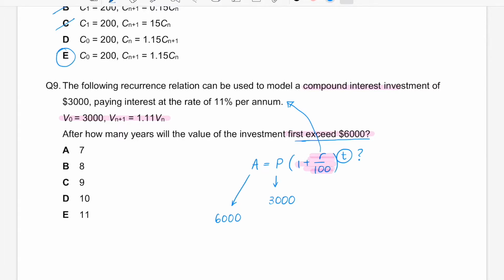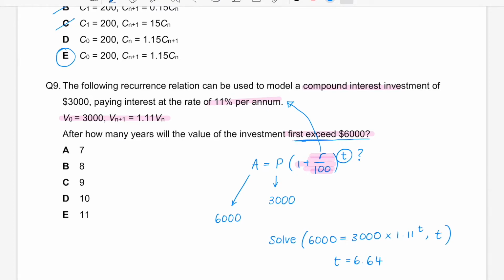So what I would do in this instance is use the solve function, and I would type into the calculator, solve 6,000 equals 3,000 times 1.11 to the power of t, and then you're obviously solving with respect to t. Now, when you do that, you get an answer of t equals 6.64. So that means it's going to take about 6.64 years to get to $6,000.